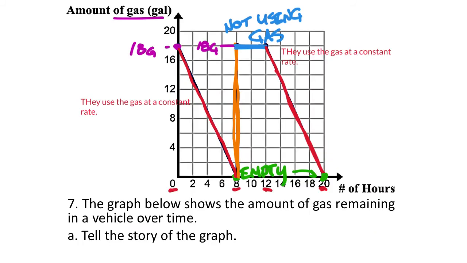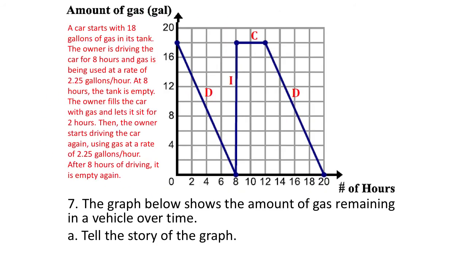So I'm going to say that this represents the graph. And yes, could you write a story about it? Sure, you could. The car starts with 18 gallons of gas in its tank. The owner is driving the car for 8 hours and gas is being used at a rate of, we didn't figure out the rate and that's fine, it's 2.25 gallons per hour. At 8 hours, the tank is empty. The owner fills the car with gas and lets it sit for 2 hours for some reason. Maybe they stop to get a drink or a meal or take a nap. I don't know. But then the owner starts driving the car again using the same rate of gas, 2.25 gallons per hour. After 8 hours, again, it is empty.